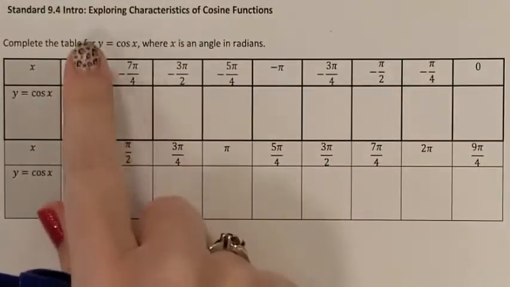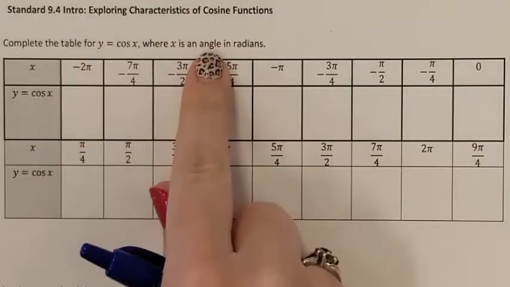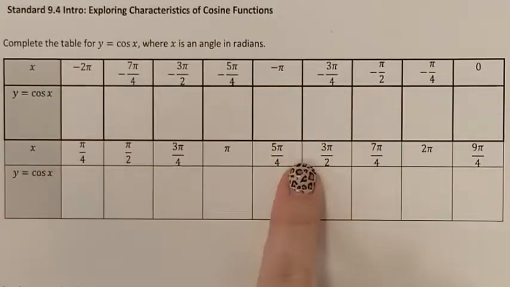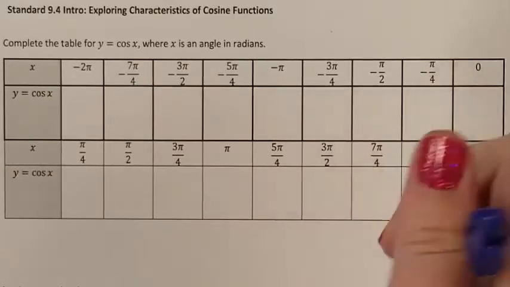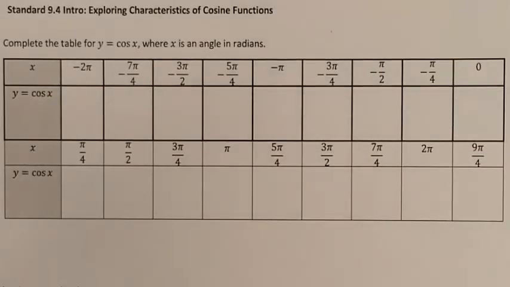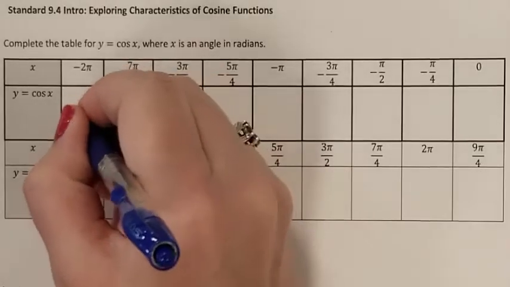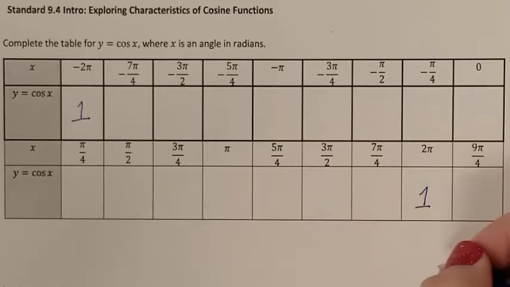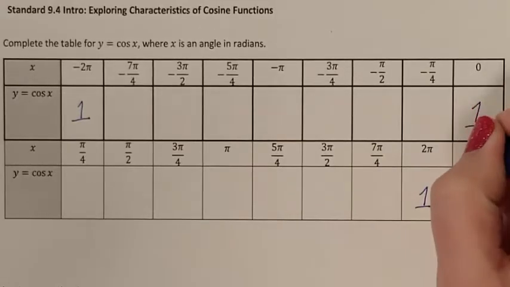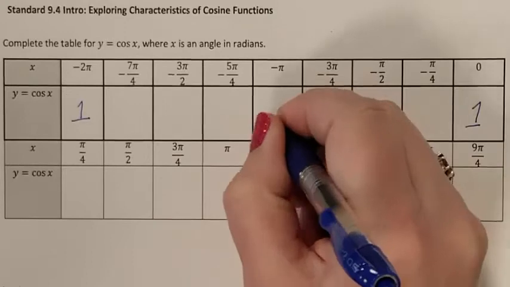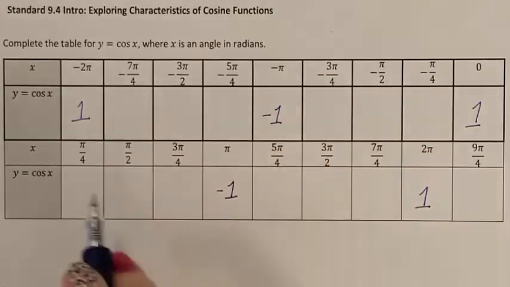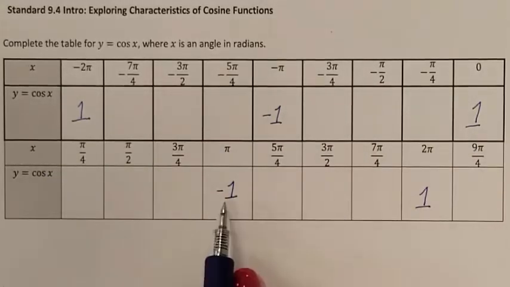So we have the table for y equals cosine of x, and x is supposed to be the angle in radians. So here are our x values all in pi, and I would like you to find the y values. You're going to use your calculator to type this in. When you do that, you will observe that negative 2 pi is 1, and that also positive 2 pi is 1, 0 is 1, negative pi is negative 1, and pi is negative 1. All of the whole pi values are either 1 or negative 1.